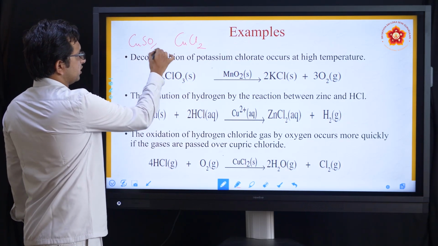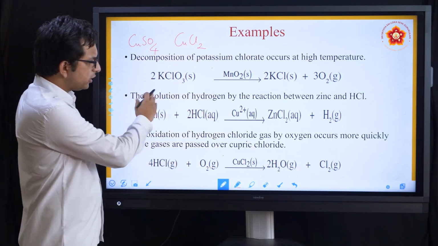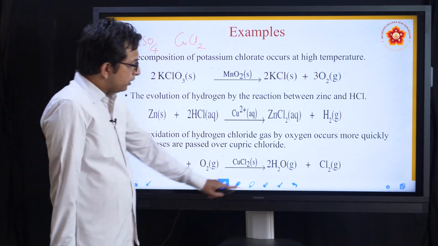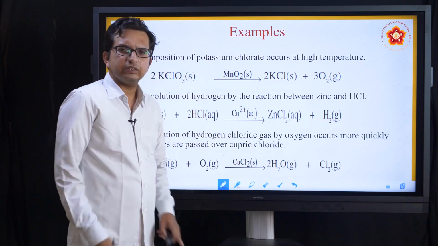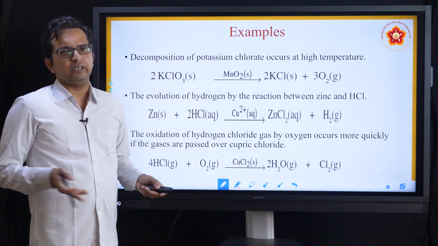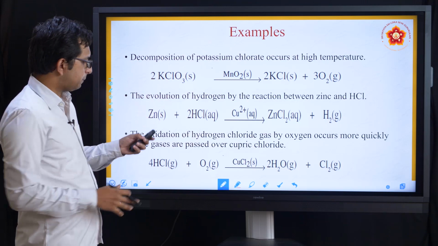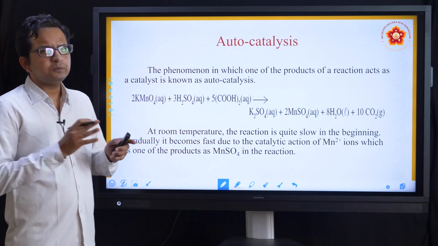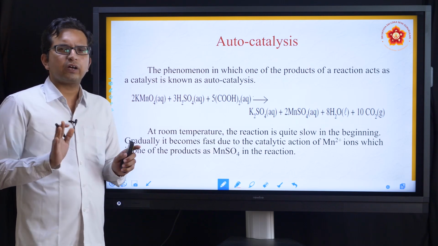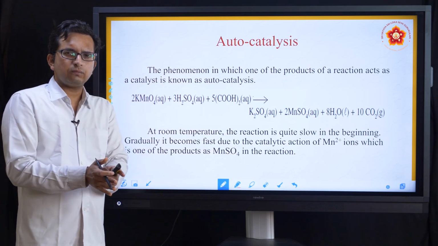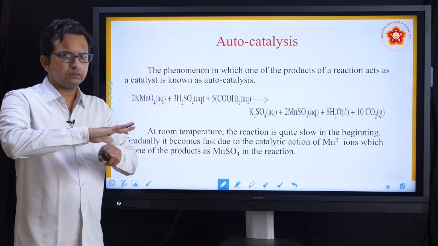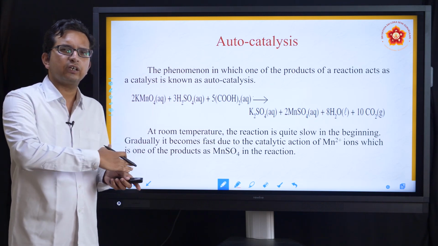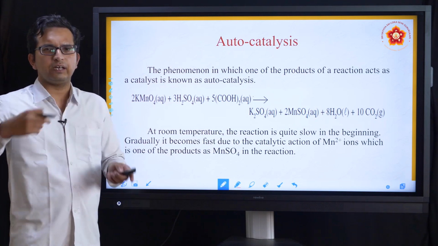It can also be copper sulfate also. So that is what we tend to understand, that catalysts are sometimes very specific in nature, sometimes general in nature also. So these are some examples that we come across for catalysts, and now we'll see various types of catalysts. Generally the role of a catalyst is to get into a reaction, take part in it, see to it that the reactants get converted to products quickly, and then come out as it is.